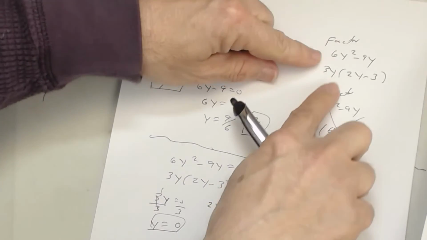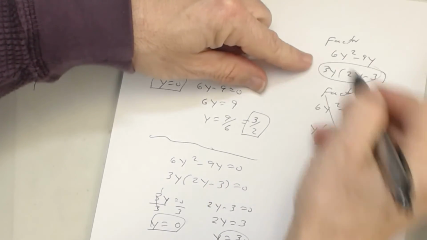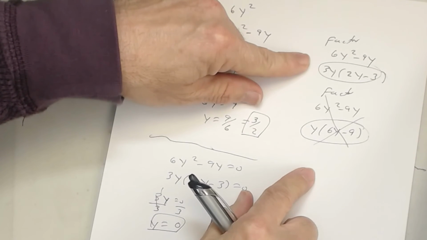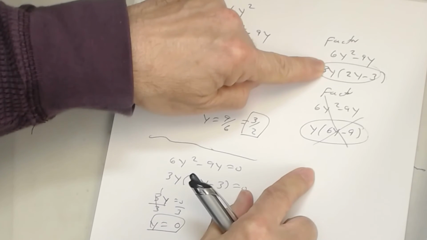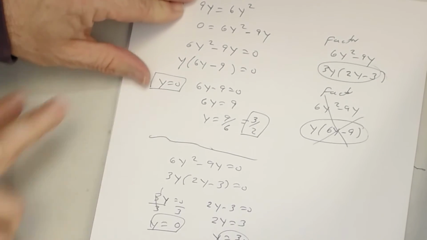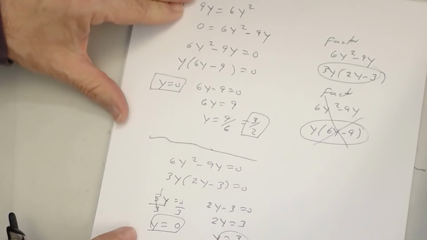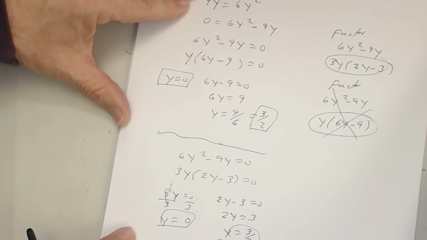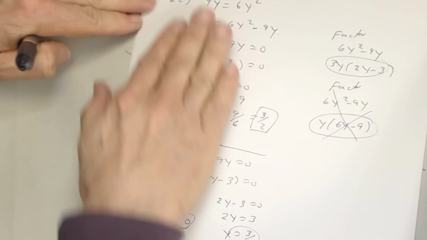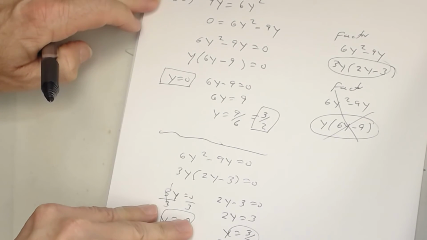Here, if a student put this answer and another student put this answer, which one's correct? That one. Here, if a student solved this equation this way and another student solved the equation this way, which one's correct? They're both correct. Okay? They're both correct. You just have to understand the difference between the directions. The directions here said factor. The directions here said solve.